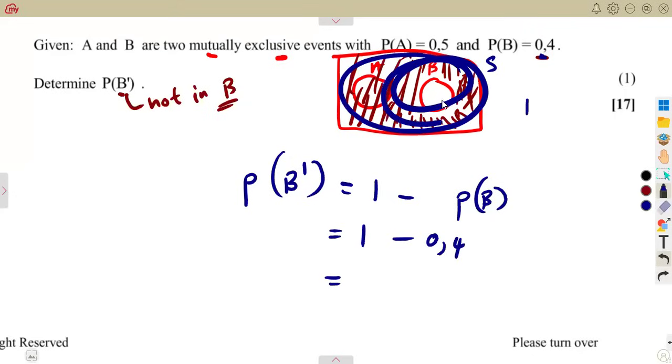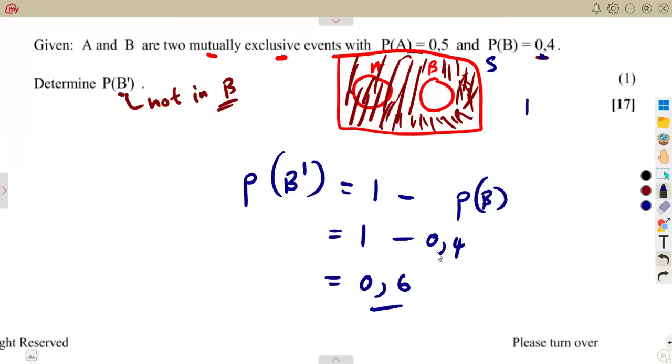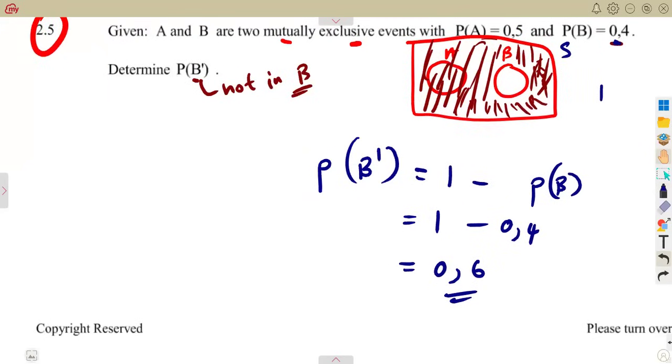You remain with the probability of what is not B. This shaded part that I'm indicating here is the B complement. That is what is not in B, which is going to be 0.6. So this was a straightforward question where we needed to understand the basics of the two sets, the probability of a set and its complement. The probability of what is in A plus that of what is not in A is equal to 1.